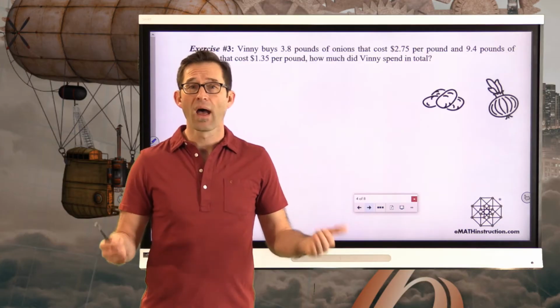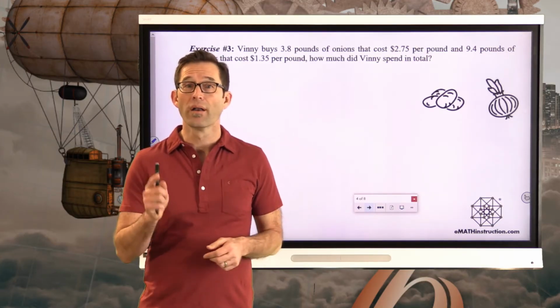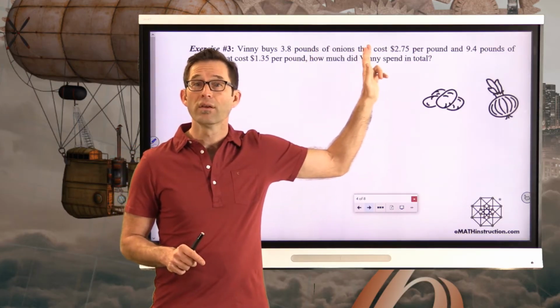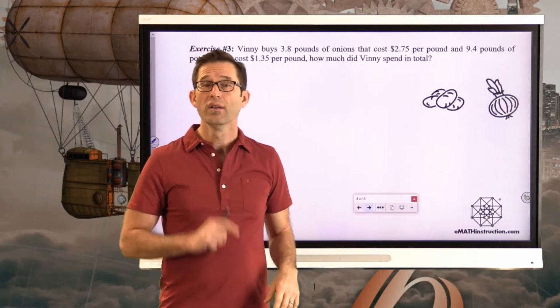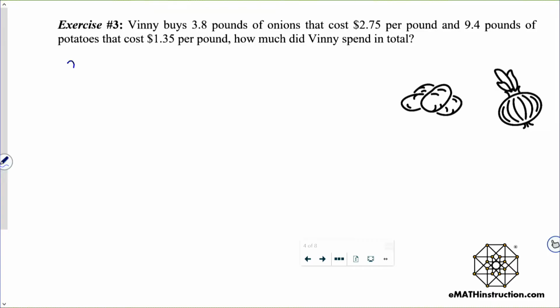We want to do exactly the same thing here. The plain fact is the math's going to get a little bit messier. So to figure out first how much Vinny spent on onions, we're going to take our 3.8 pounds of onions, multiply it by the per pound cost of onions, which is $2.75, to figure out how much we spent there. All right, so let's do it. I'm going to do $2.75 per pound times 3.8 pounds.